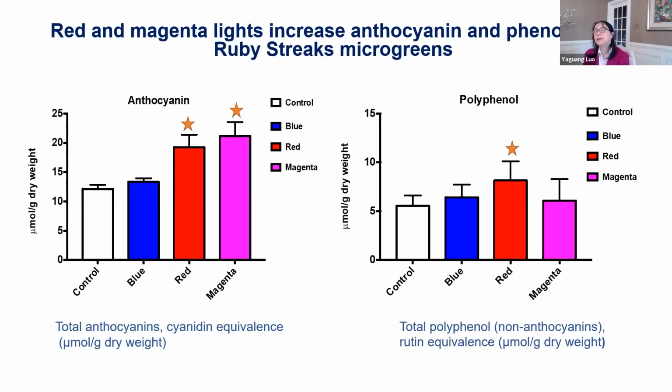Here's the phytochemical composition. We focused on anthocyanins, polyphenols, and glucosinolates because those compounds are known antioxidants or anti-inflammatory or anti-cancer chemical compounds. So for the anthocyanin, we noticed that red and magenta LED light increased the anthocyanin composition largely in comparison to the control. For the phenolics, we did not see as huge a difference as we saw on the anthocyanin, but we did see improvement in polyphenols through the red light application.